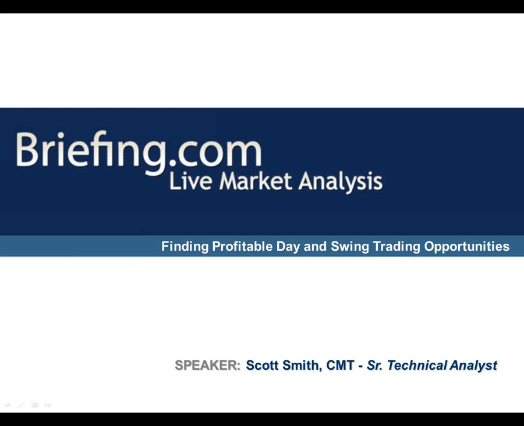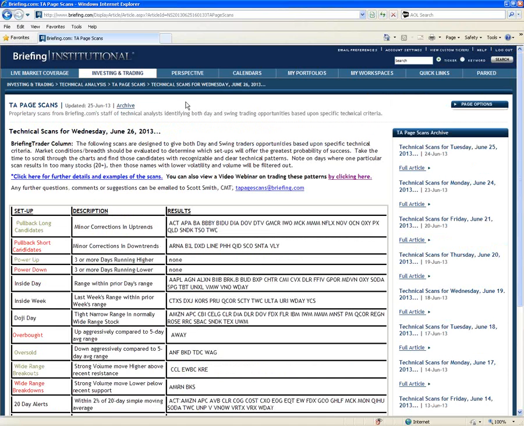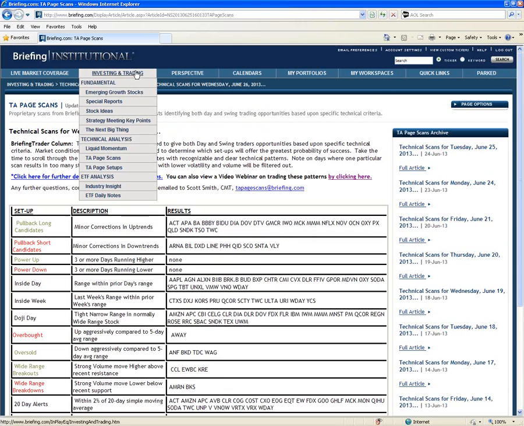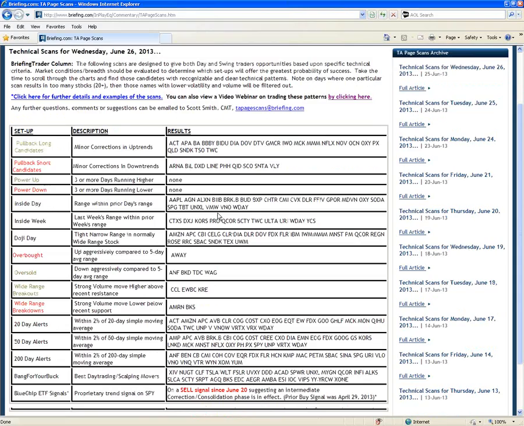It's excellent for coming up with focus lists, as well as giving you a general sense of the overall market breadth and where the action is. For those of you that don't know, the TA page scans can be found under the Investing and Trading drop-down, under Technical Analysis, and it's the TA page scans. This is the scans that we had for today.